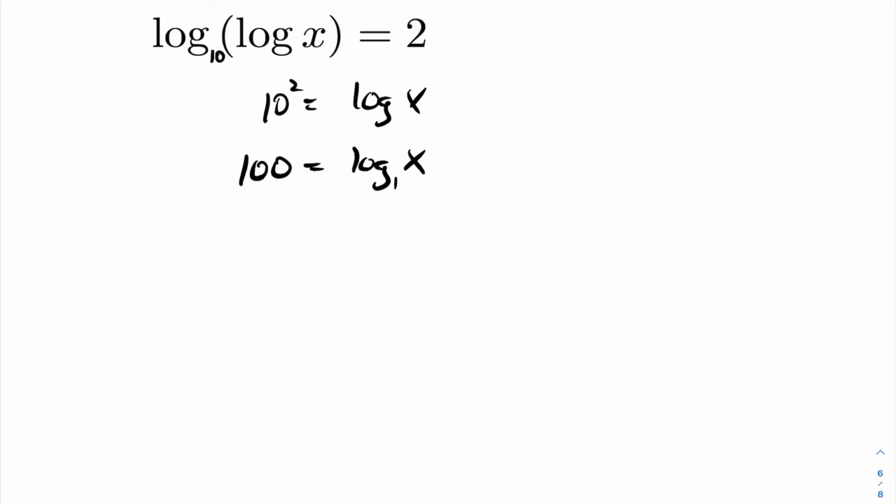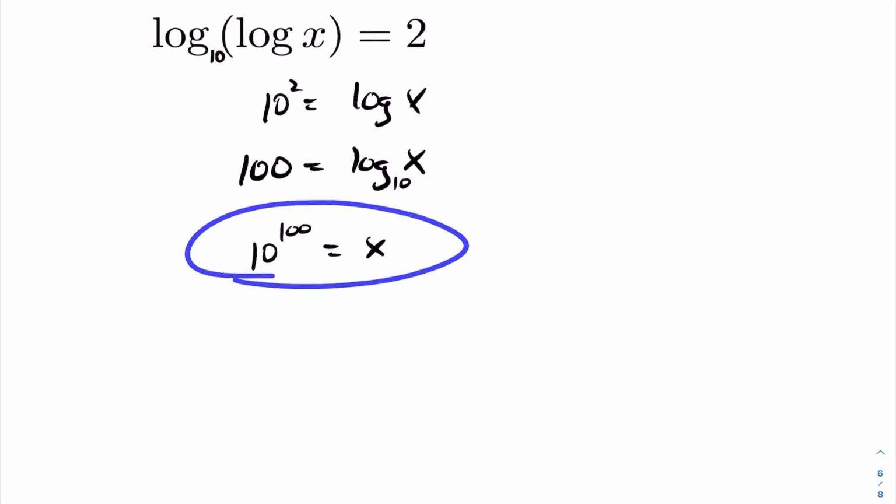And again, it might be helpful to write that base of 10 down and go to exponential form again. So this will be 10 to the power of 100 will equal x. And therefore x is equal to 10 to the power of 100. Let's take a look at another example.